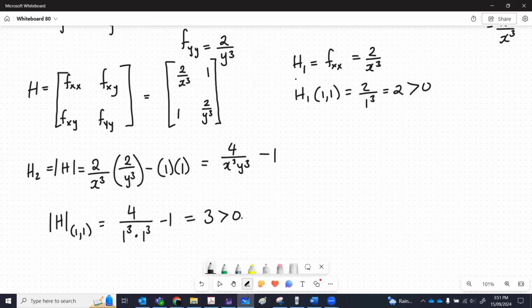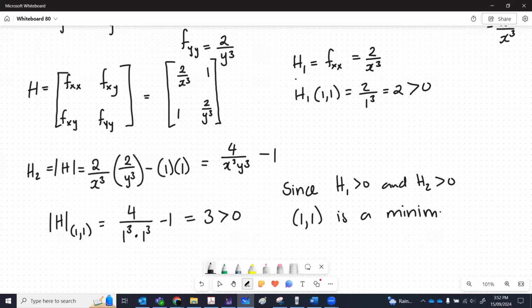So our H1 is positive, our H2 is also positive. This is positive definite, and that means the point is a minimum. So we can say that since H1 is greater than 0 and H2 is also greater than 0, our critical point is a minimum. Okay, so that is basically how we use the Hessian matrix to find a critical point and then test the nature of that critical point.